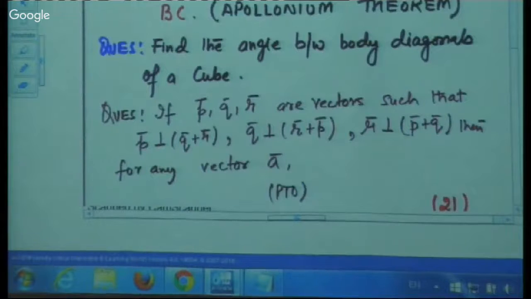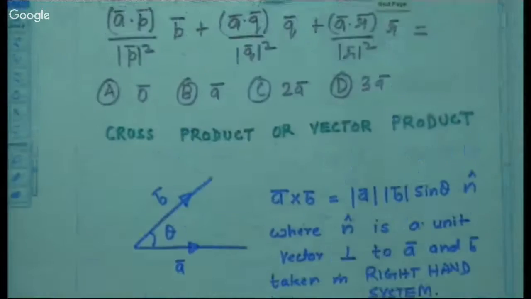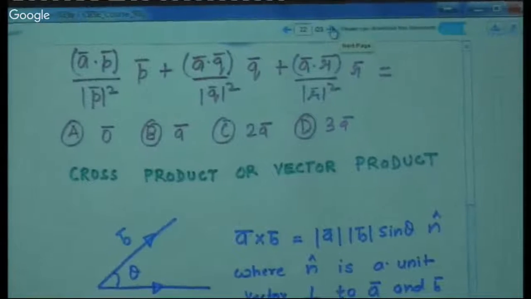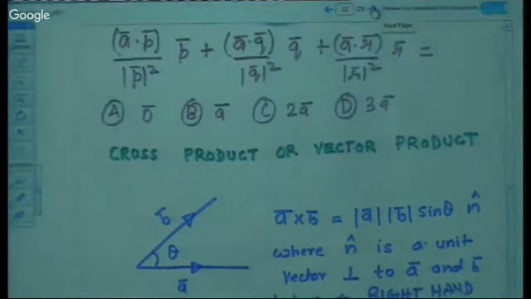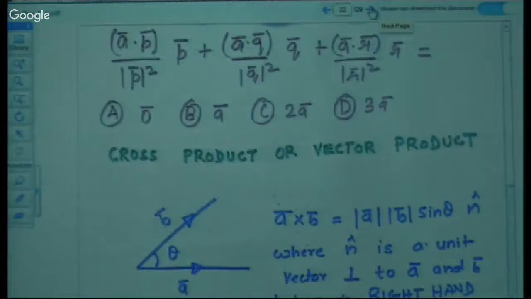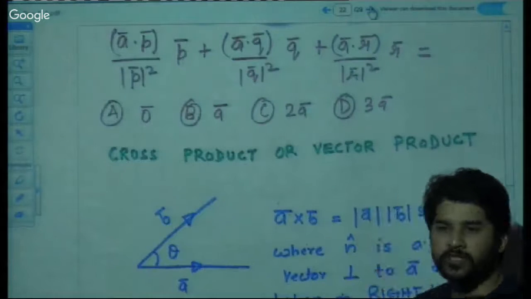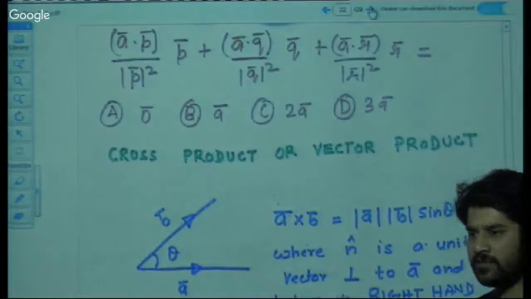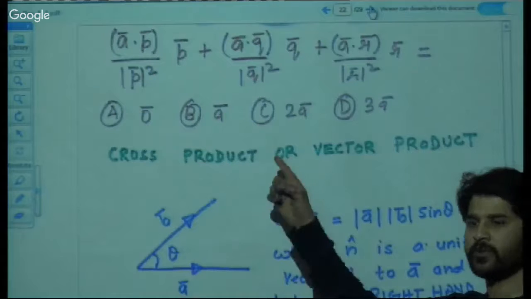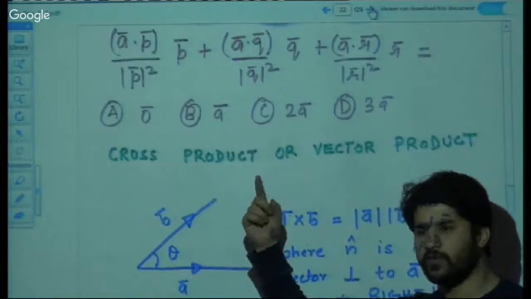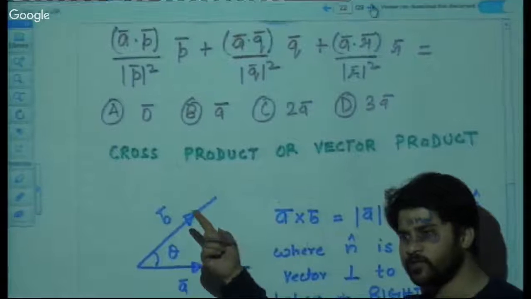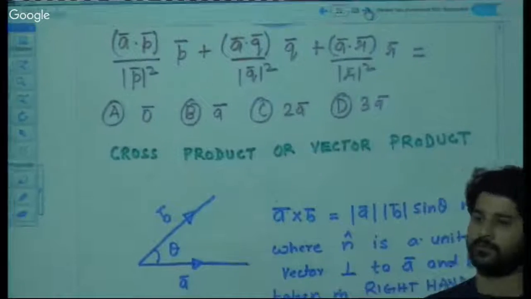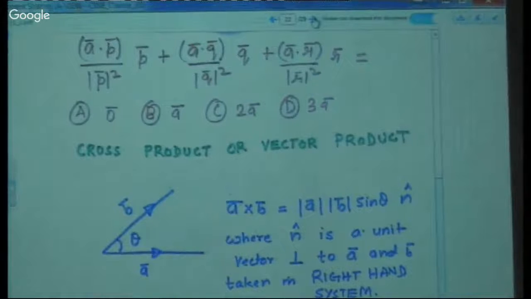Can we go to the next page? Now the question comes: A dot P upon mod P square times P plus A dot Q by mod Q square times Q plus A dot R by mod R square times R is equal to what? Have you seen this expression? What is this expression? Orthogonal projection. You have put the orthogonal projection on three axes, P, Q, R. So it's basically you're writing your vector mathematically in the form of three mutually perpendicular vectors. So it's going to be finally the A vector. Understood or not understood?